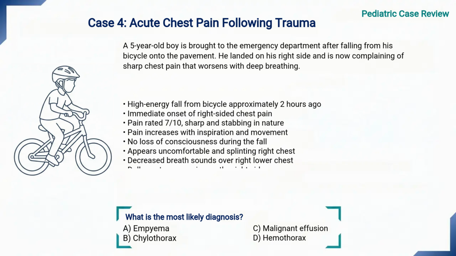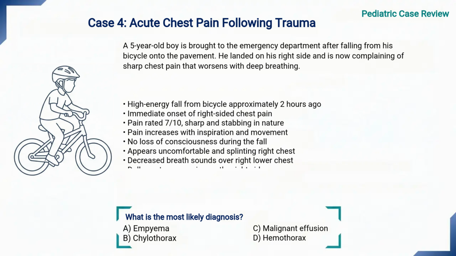Pain rated 7 out of 10, sharp and stabbing in nature, increasing with inspiration and movement, and no loss of consciousness during the fall. On examination: uncomfortable and splinting right chest, decreased breath sounds over right lower chest, dullness to percussion on the right side.